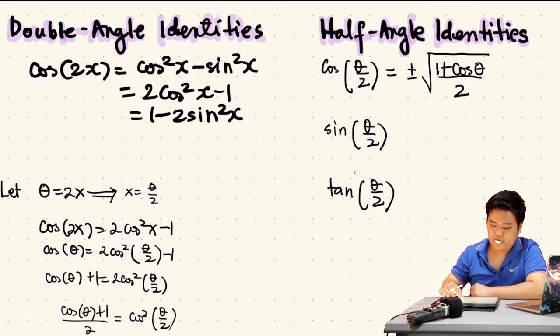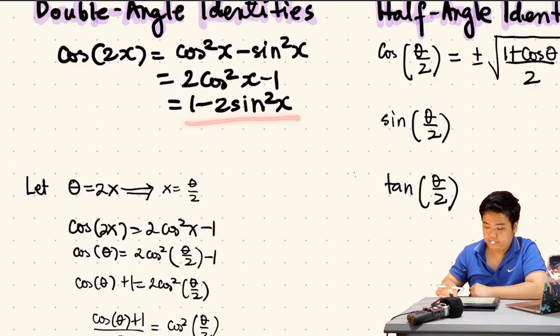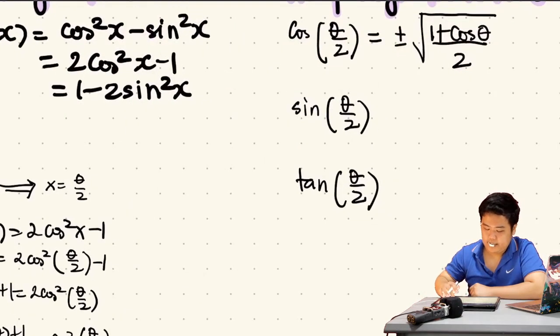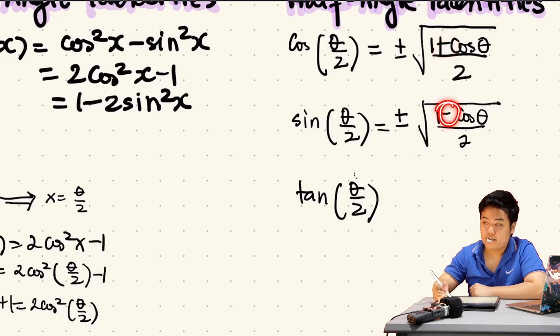And you can actually do the same for sine. Let theta equal to 2x and use this formula. At ang makukuha natin ay plus minus square root of 1 minus cosine theta over 2. So, minus siya. Ito, minus. Okay? So, kamukha siya nung sa cosine, pero minus ito.